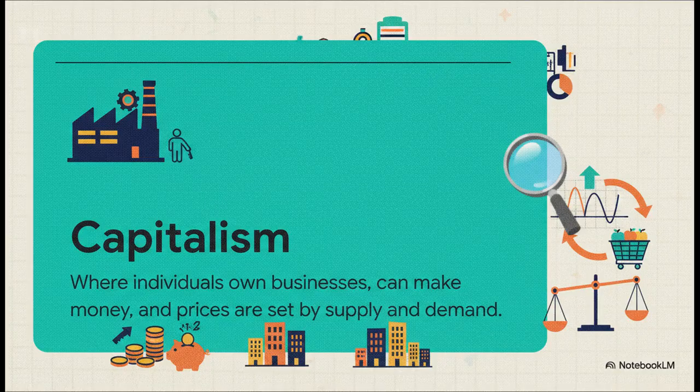Okay, so at its absolute core, capitalism boils down to three big ideas. First, private individuals, people like you and me, can actually own businesses. Second, we're all free to try and make a profit. And third, and this is a big one, prices aren't set by some government committee. Nope, they're decided by the natural back and forth of supply and demand.